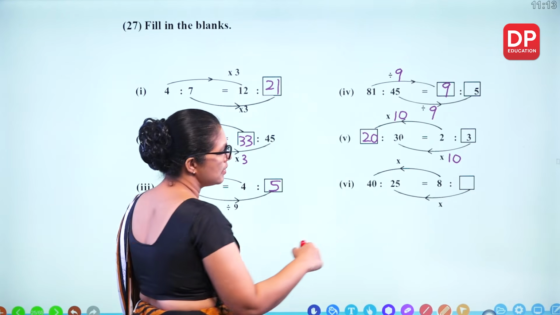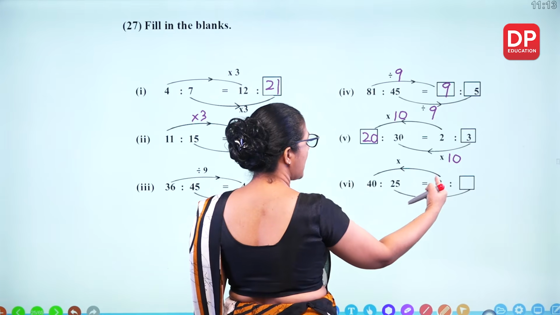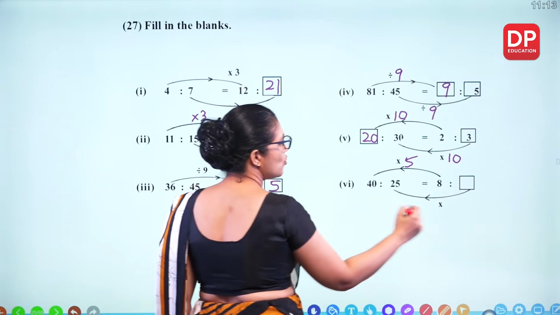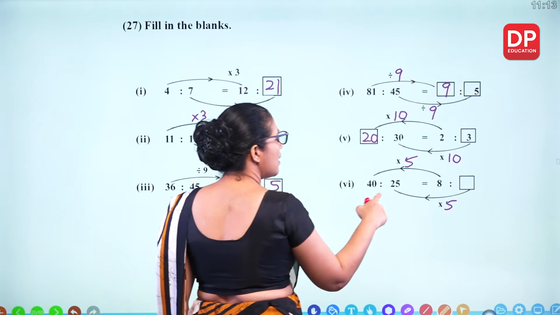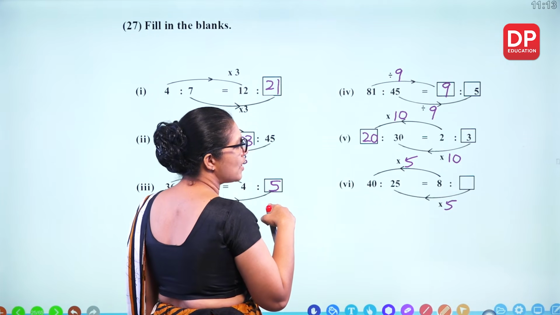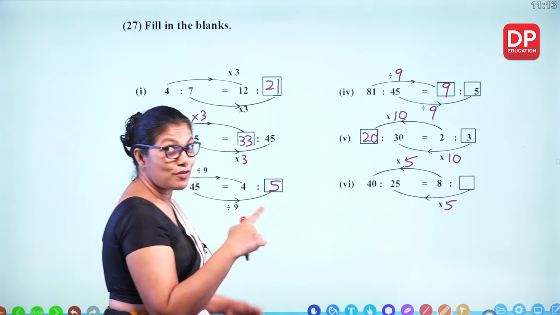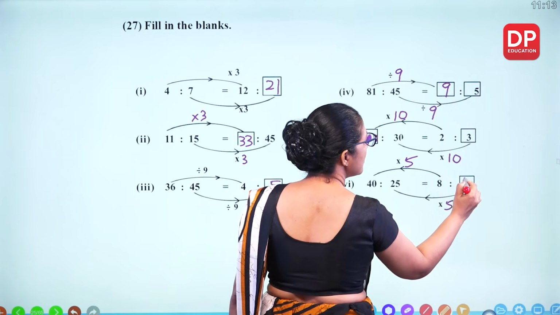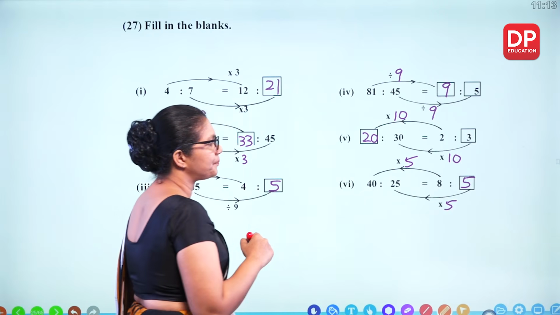This one, this way. Multiplication. 8 times 5, 40. So you do the same thing. This times 5 is 25. So what is the value? We have to do other way around. So 25 divided by 5, you get 5 here.